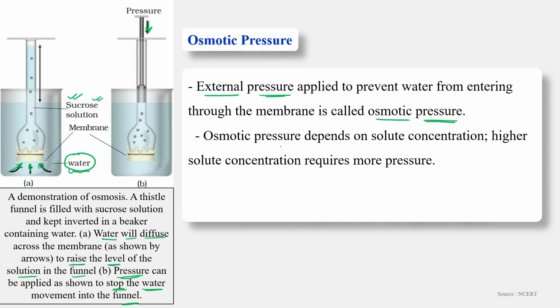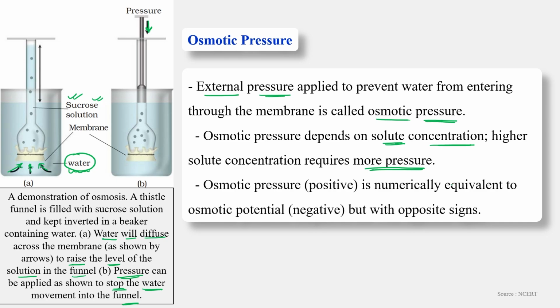Clear? So, osmotic pressure depends upon solute concentration. High solute concentration requires more pressure. Low solute concentration is just the reverse. Right? Or vice versa. High solute concentration requires more pressure, which means low solute concentration requires less pressure.